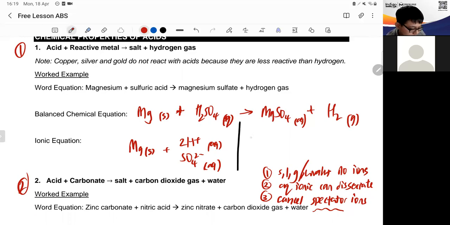What about magnesium sulfate? It can break up. It's an aqueous ionic compound. It is soluble in water. That's why the state symbol is there. It's aqueous. Finally, H2 has no ions because it's a simple covalent gas. Nothing there. Okay.